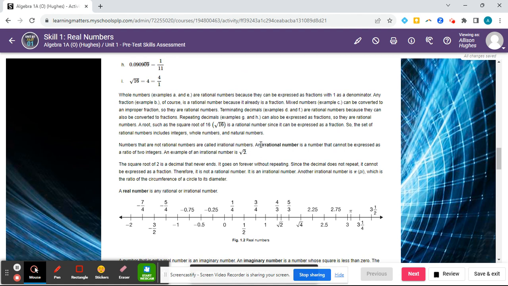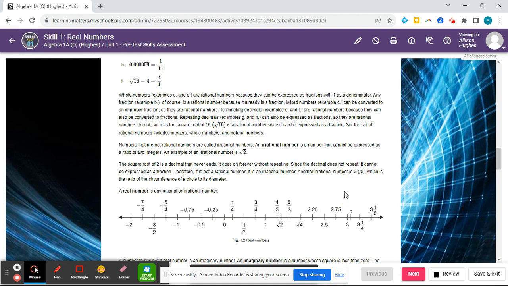Here we go. An irrational number is a number that cannot be expressed as a ratio of two integers. So you can't turn them into fractions. So these are going to be numbers that are square roots that are not perfect squares. They're going to be decimals that go on forever and ever without repeating. So here's an example, the square root of 2. Another irrational number example is pi.